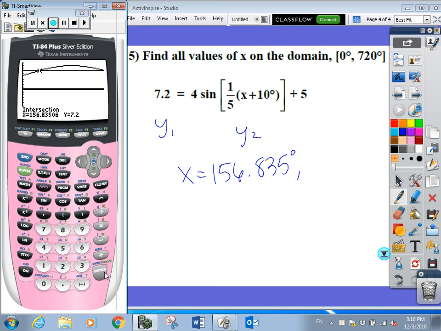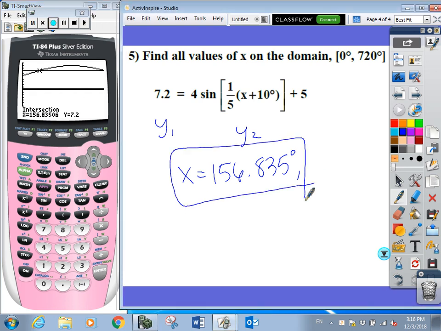If your calculator found that, you would have got 723. Well, 723 is bigger than 720. So we know we only have that one answer. And that is it.